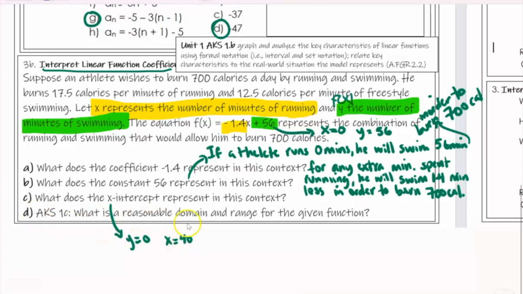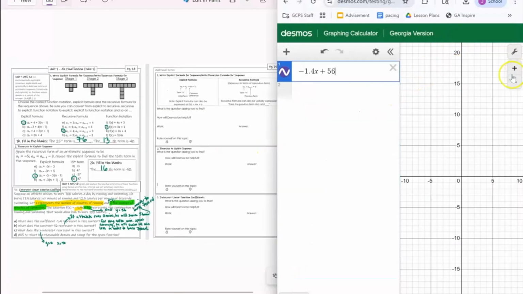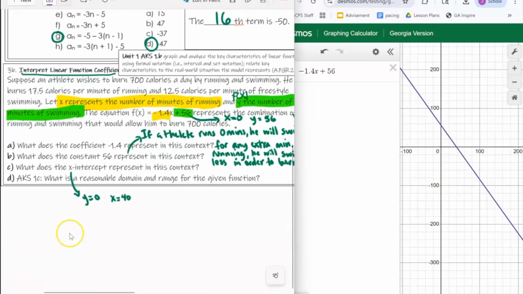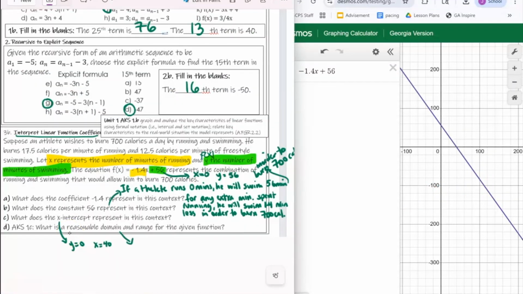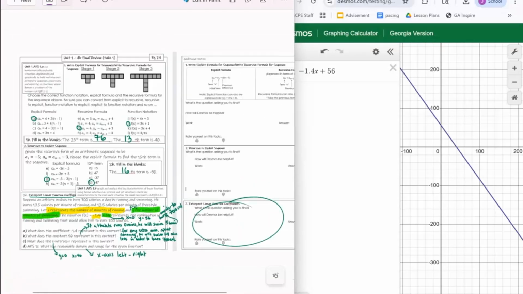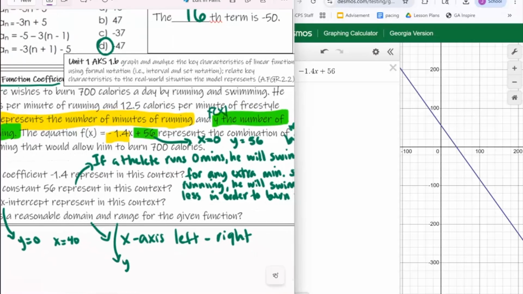Okay, then finally, what is a reasonable domain and range for the function? Since I already put it here, I'm going to bring it over here. So what is domain and what is range? Just to remind you, domain is X values from left to right. And again, these additional notes, you should be putting them over here. I'm just being a little bit lazy and writing them in the same place. And then range is y values or y-axis from bottom, and this order is very important, to top.